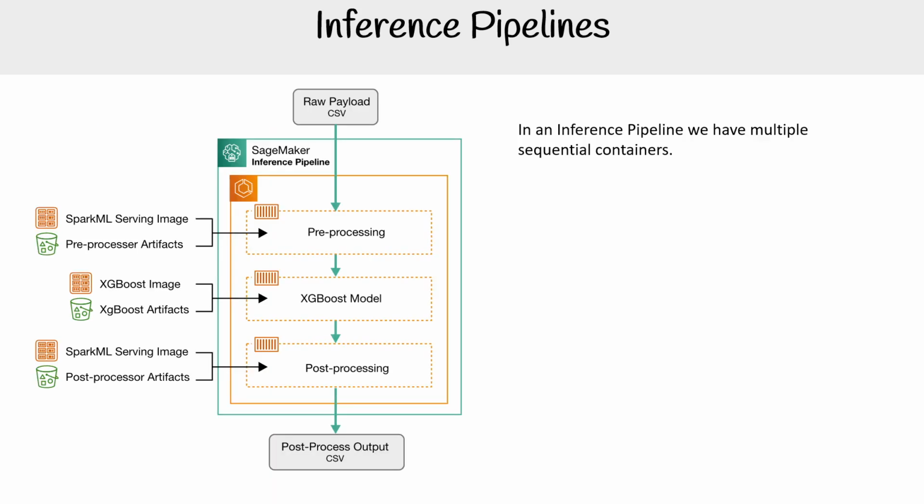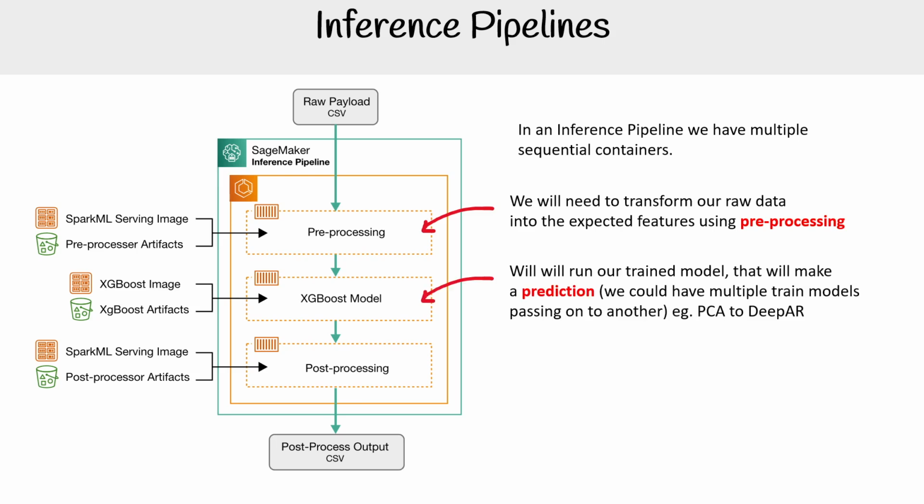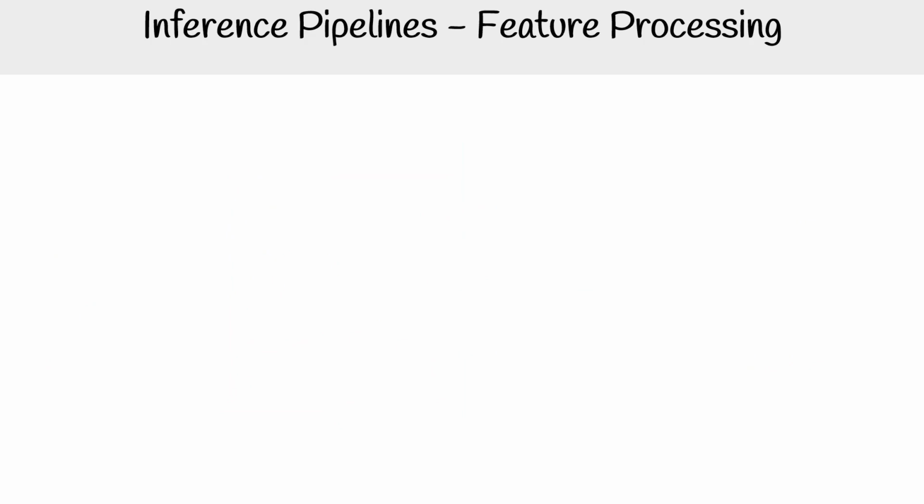So here is an inference pipeline where we have multiple sequential containers. We'll need to transform our raw data into expected features using pre-processing. We will run our trained model that will make a prediction. We could have multiple trained models passing on to others. The example is PCA to DeepAR. We need to transform our prediction back into a human readable format via post-processing. Okay, so that's getting all those steps here, if that makes sense.